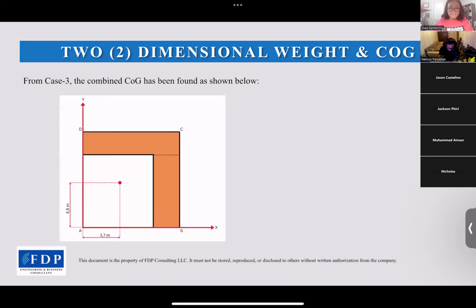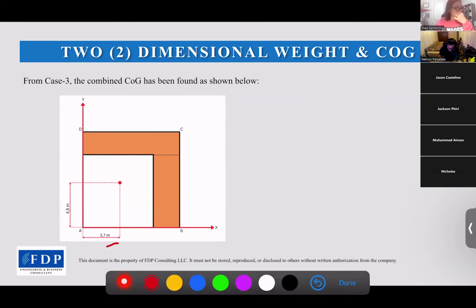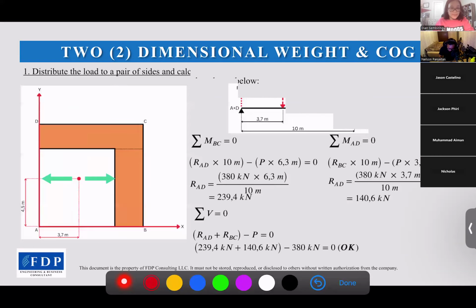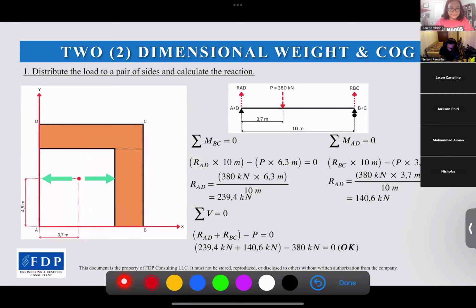From case 3, the combined COG has been found as shown below, 3.7 X and 4.5 Y. And then we distribute the load to a pair of sides and calculate the reaction. For this case, we can choose either this side or this side. So for this case, I will choose this side.